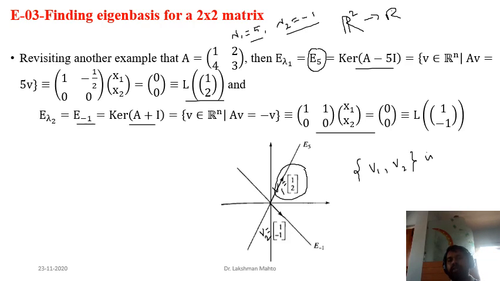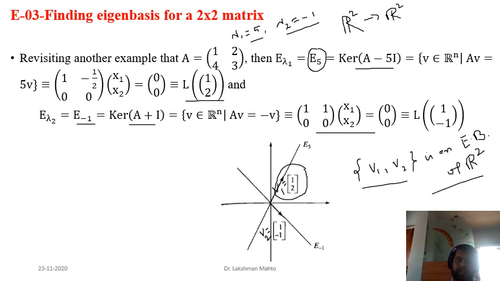So that's how you are getting it. The eigenvector of this given 2 by 2 matrix is forming an eigenbasis, in short I will write it E.B. So it is forming an eigenbasis of R2, and you can say that it is an eigenbasis for the given matrix.